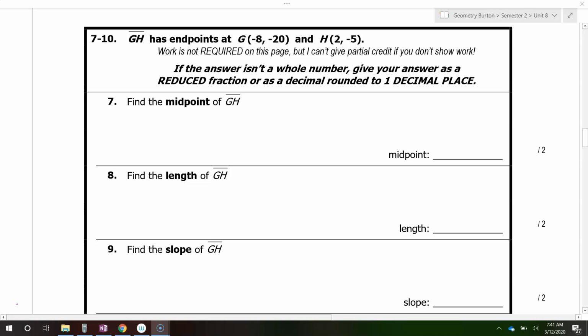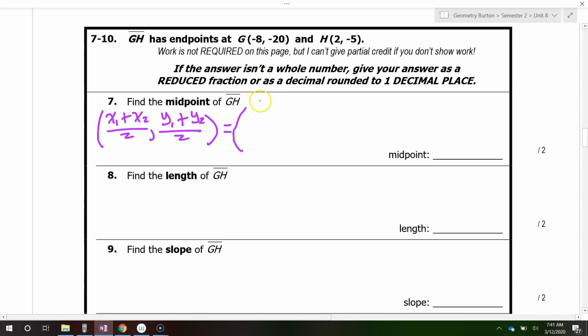Well, we have a midpoint formula which goes like this. The midpoint formula says x plus x divided by 2. In other words, the average of the x's. And then y plus y divided by 2. All right, that's the average of the y's. So that's all there is really to it.